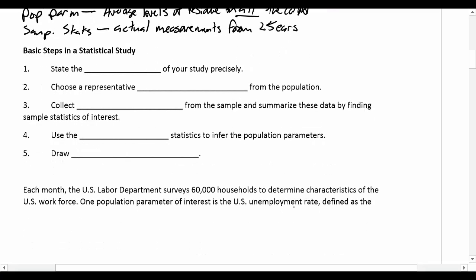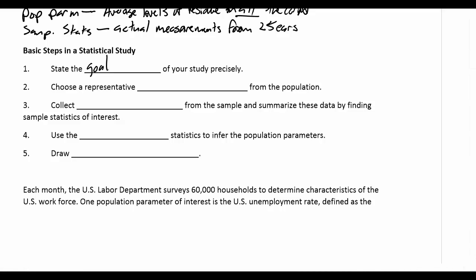Okay, well, let's talk about how we get this data. What do we do with it? So in doing that, we have some basic guidelines for a statistical study. So the first guideline would be to state the goal of your study precisely. Why are you collecting the data? What is it you hope the data will show, or what is it you're trying to gather evidence on?